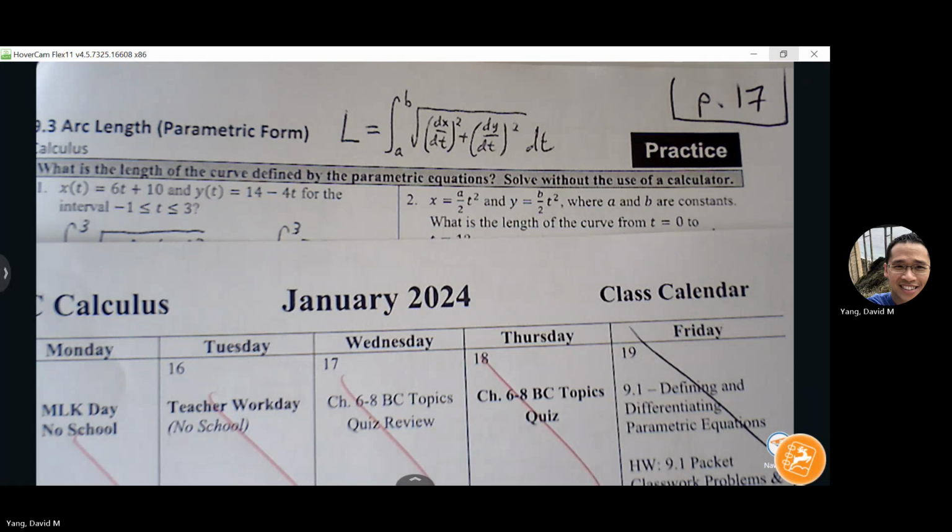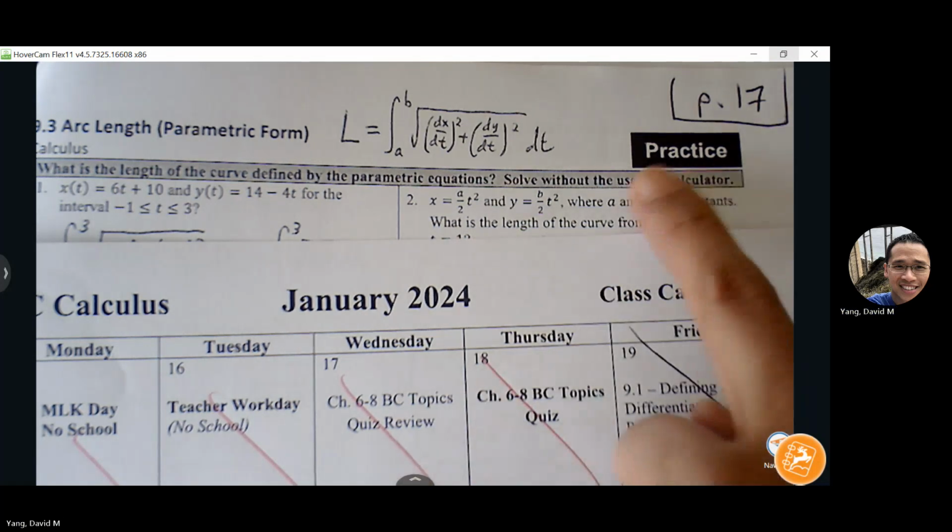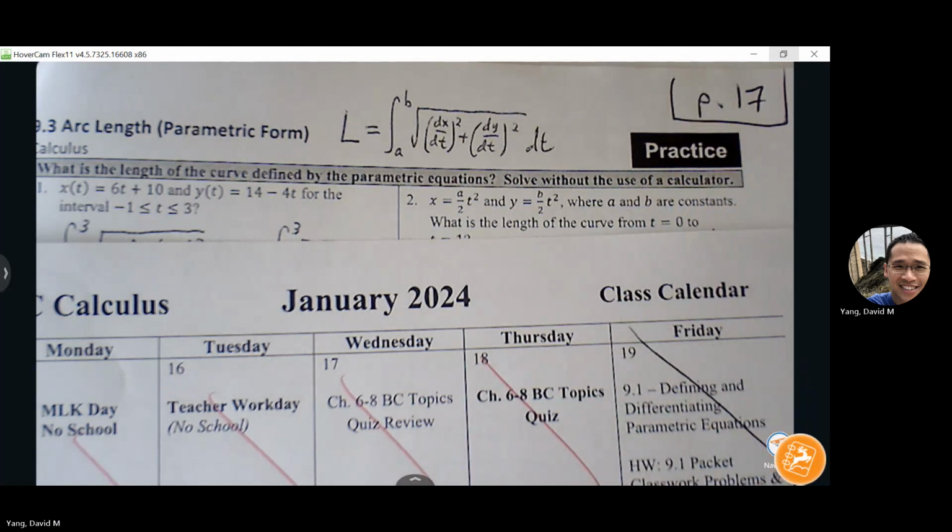Yeah, so let me see what page that is. Page 12 through 14. So tomorrow I'll check pages 12 through 18. But go ahead and start on page 17 first. Write the arc length formula at the top so you can have easy access to it. You need it.